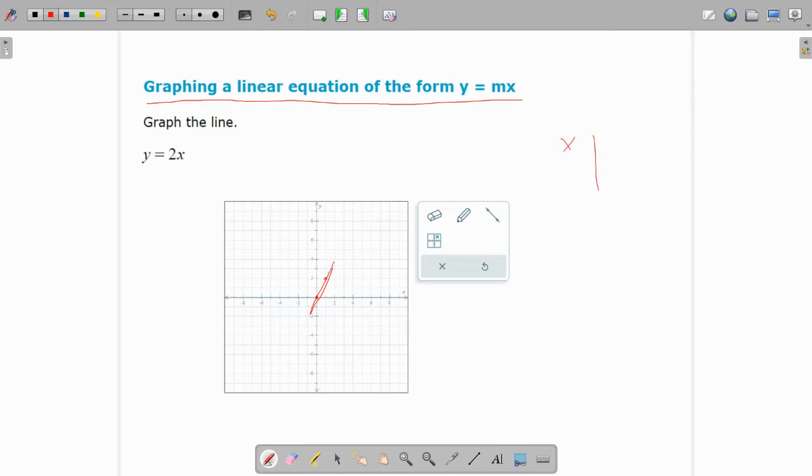Or just pick 0 and 1 and plug it in for x. 2 times 0 is 0. 2 times 1 is 2. Plot those 2 points, or start at 0, 0. Move your second one to 1, 2. So 1, 2. And you can draw your line. Hoping it's an easy topic.